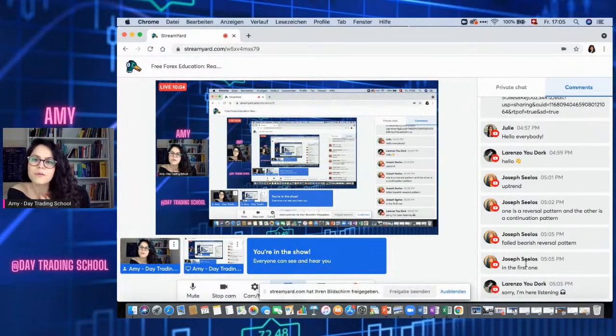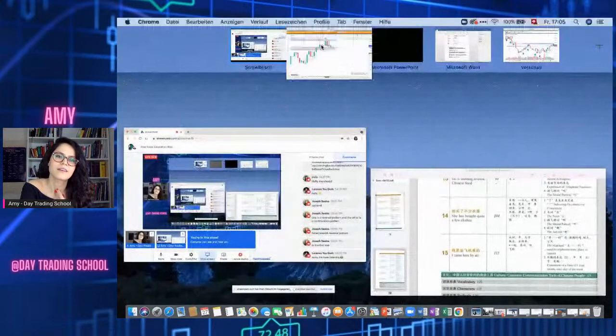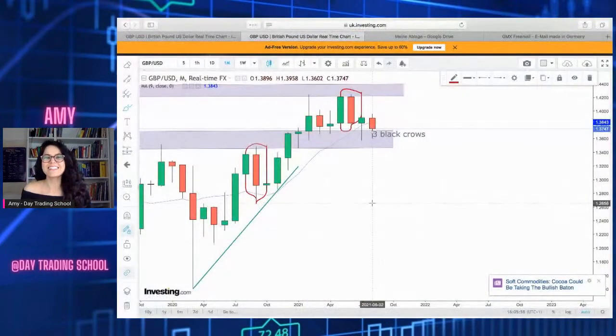Failed bearish, oh, wait a moment. Failed bearish reversal pattern in the first one. Okay. Reminds me of my students.